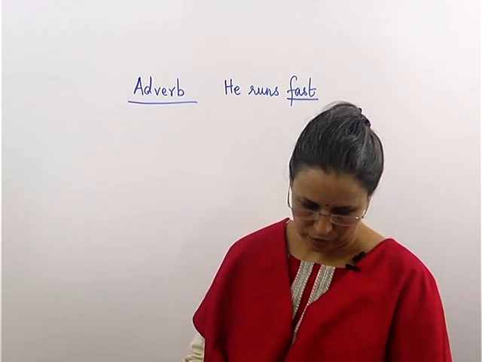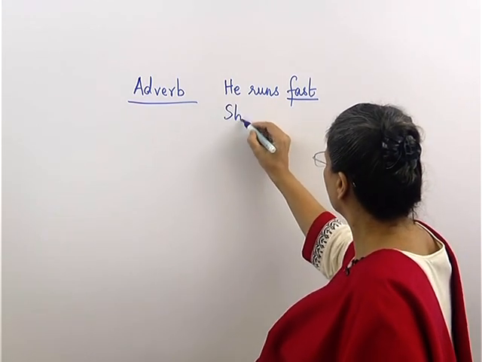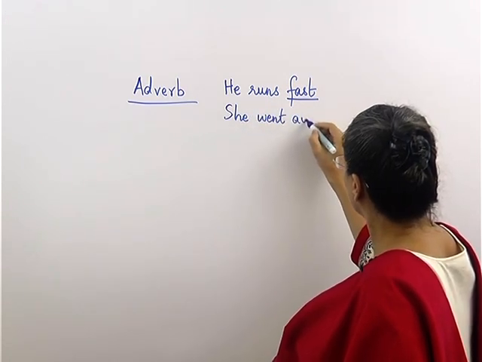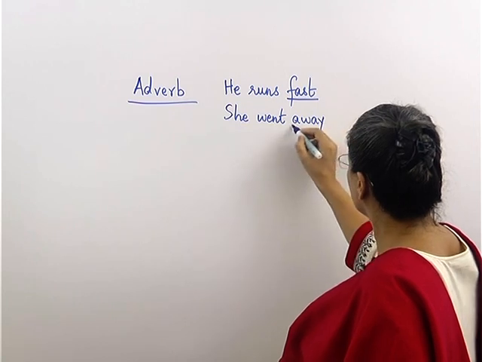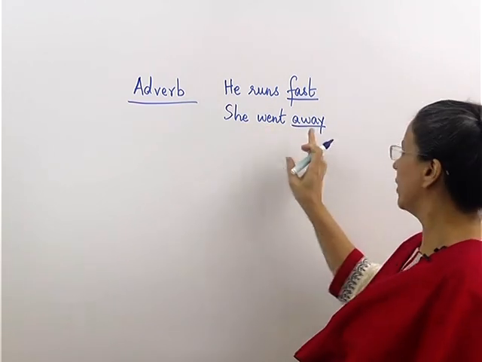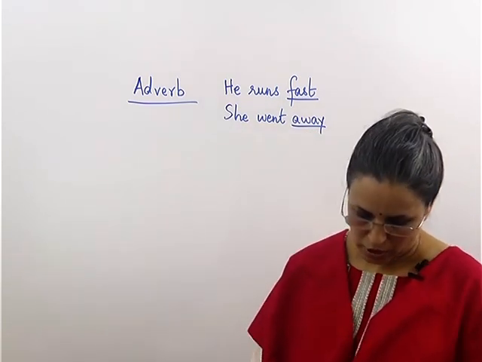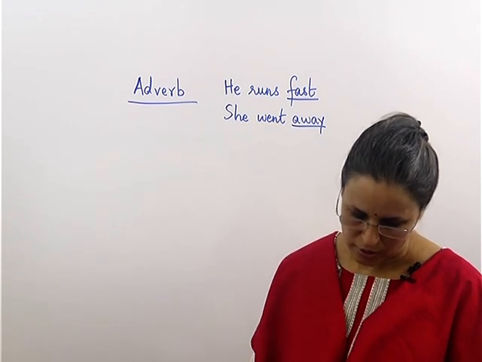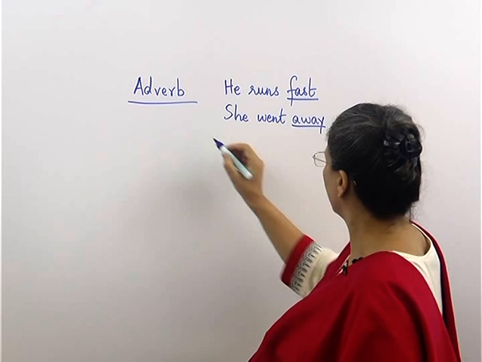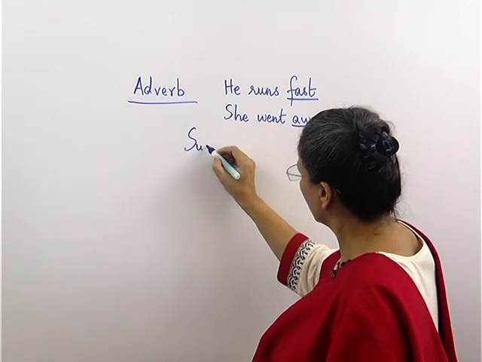Second example that they have given, she went away. She went away. So, it is telling you about went, which is a verb, and it is telling you where exactly did she go. She went away. Third example which they have given, suddenly the dog started barking. Now, it is not that always it will come afterwards, it can come in the beginning also.